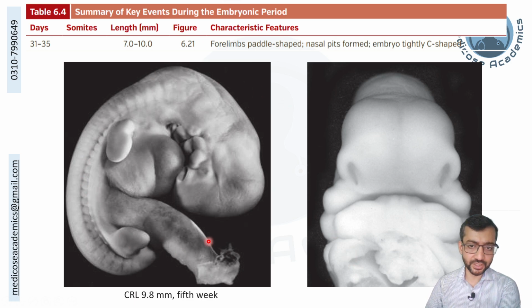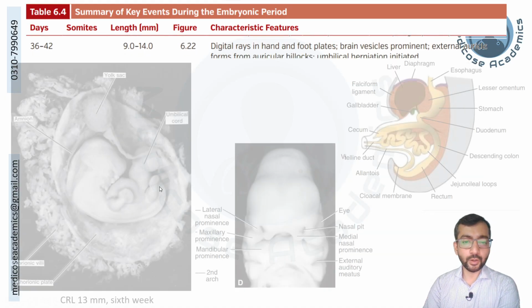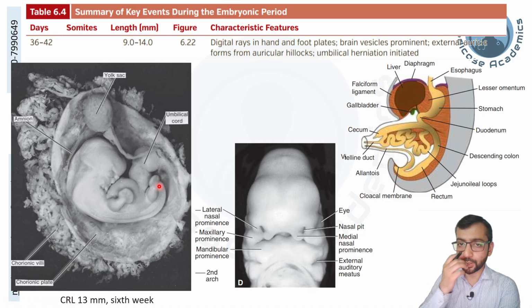So it becomes more C-shaped. You get this umbilical stalk, this connecting stalk that is here now. This is the heart bulge here, and now as you can see, the embryo is getting more and more in a human-like shape. You are starting the next week.